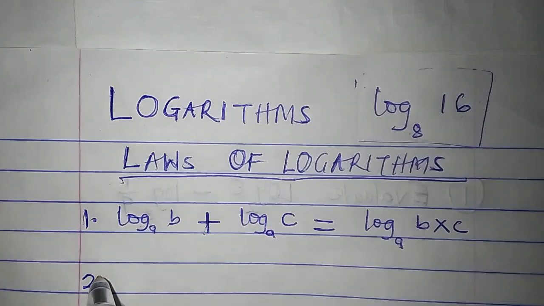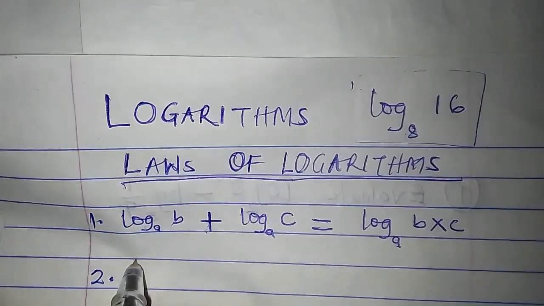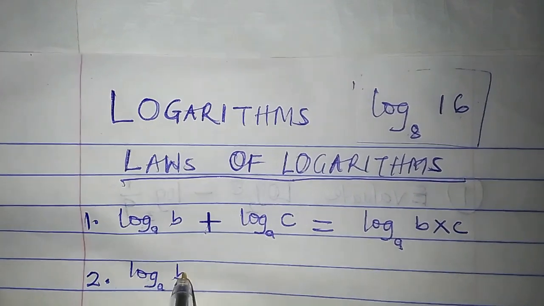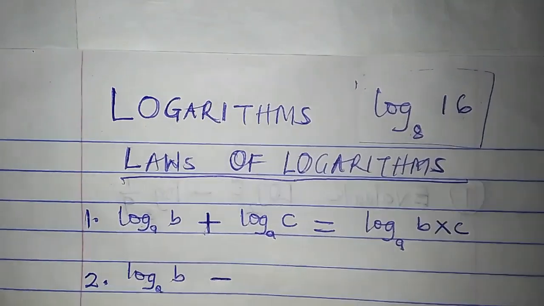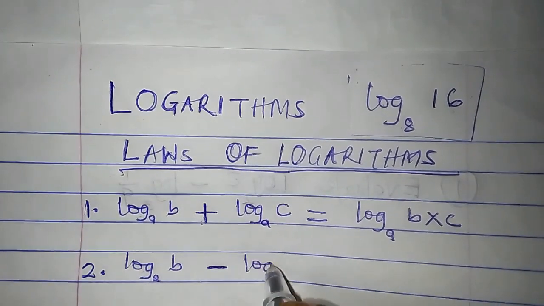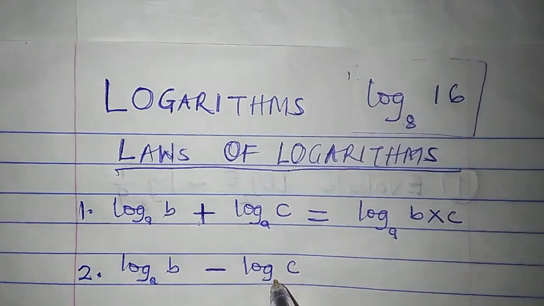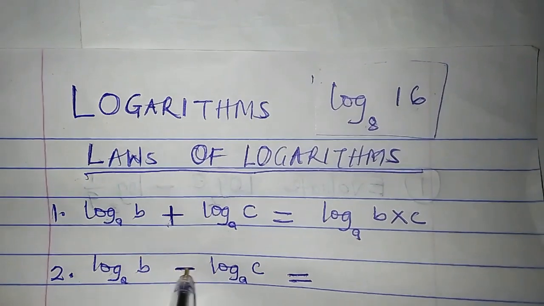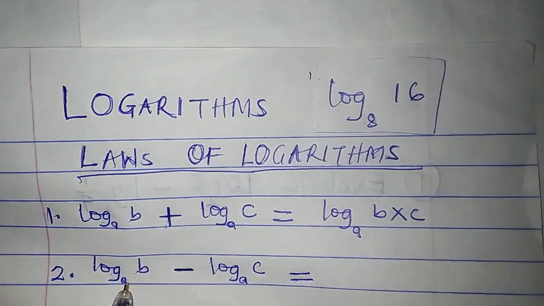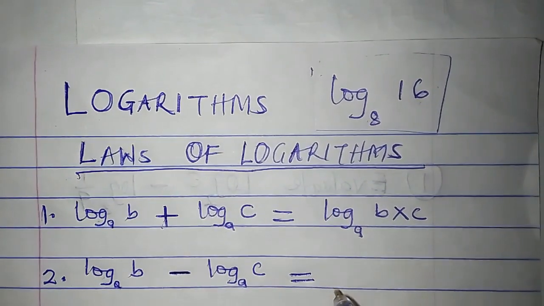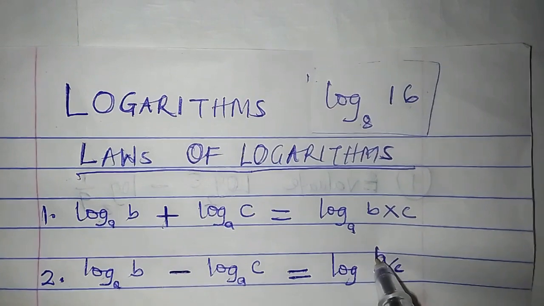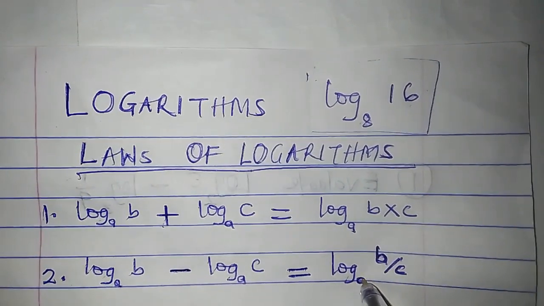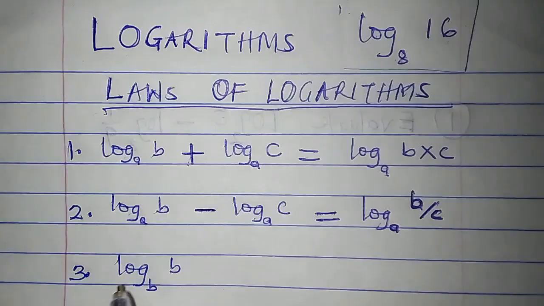Law 2. I have the log of a number to base a, log b to base a, minus log of a number, let's say c, to base a. The law of logarithm says, as far as there's a subtraction sign here, and the bases of the logs are the same, what I would do is write log b over c to the same base a.